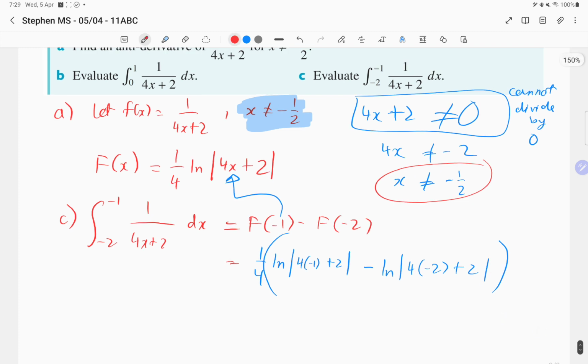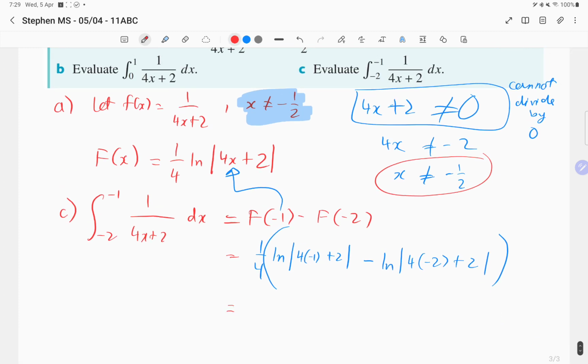You see why we need the absolute value now? Yeah. That would be 1/4 ln of 2. Negative 2, absolute of that is 2. But technically it's absolute value of negative 2, right? Yeah. And then minus, so we still have the brackets there, ln of negative 6.